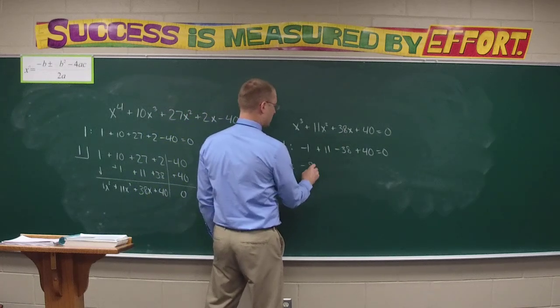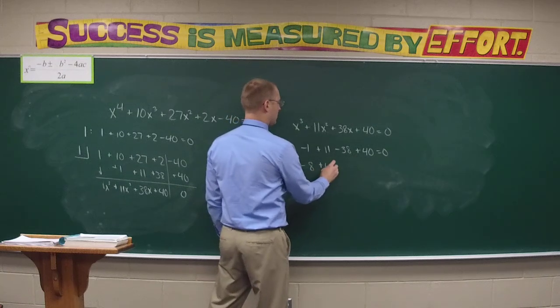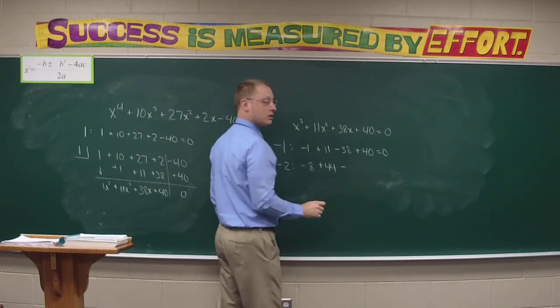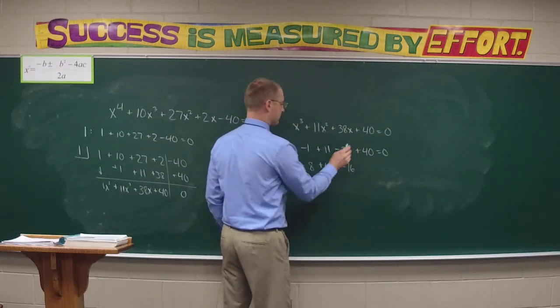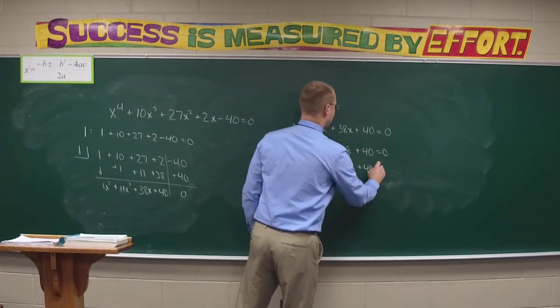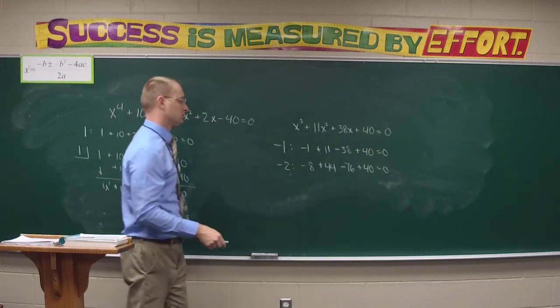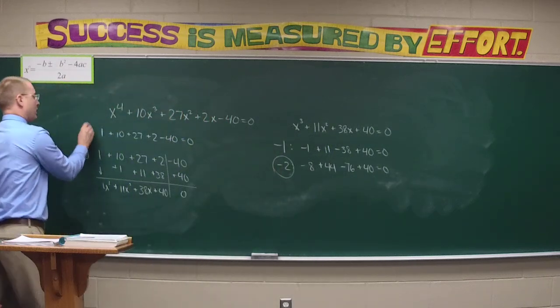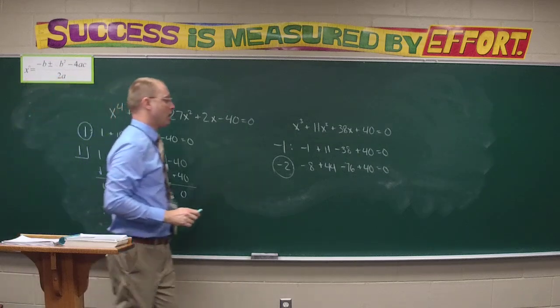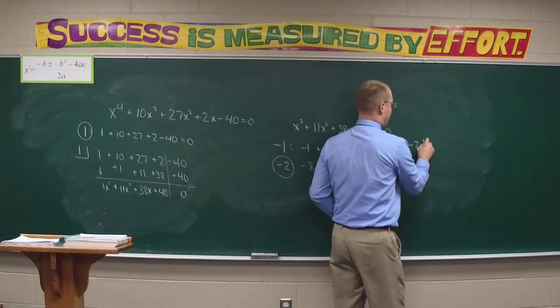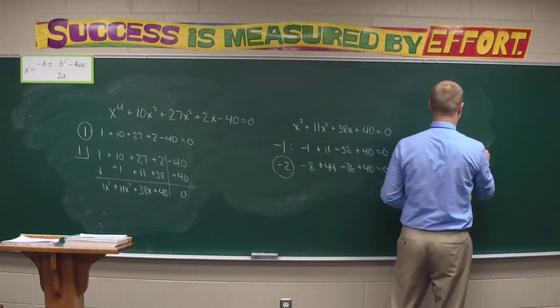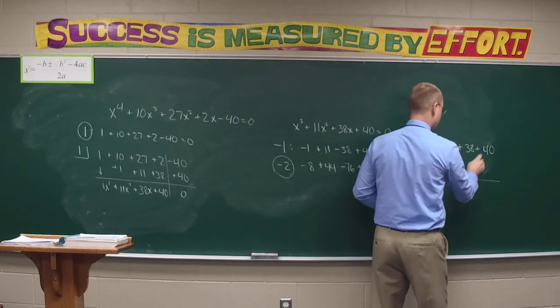Negative 8. Positive 44. Negative 76. Good job. And positive 4. All right, does that equal 0? Yes. Okay, so there's our next one. So we found a 1 right up front. We've got a negative 2 here. We're going to put the negative 2 in the half box. And 1 plus 11 plus 38 plus 40.